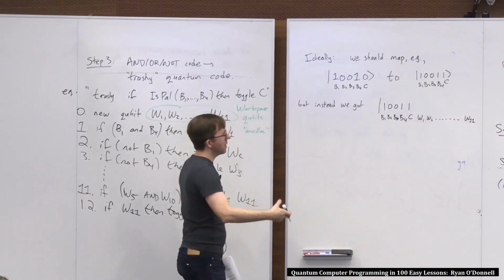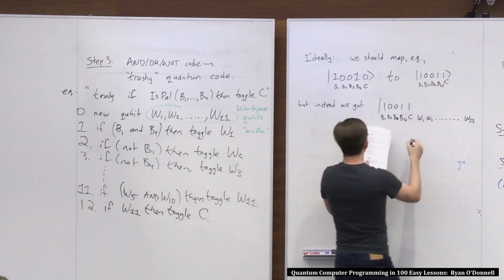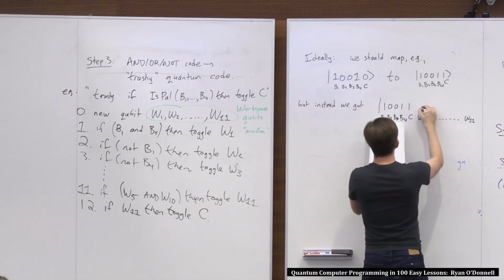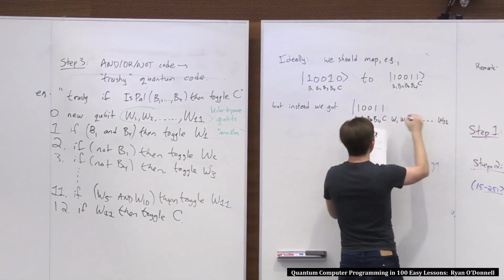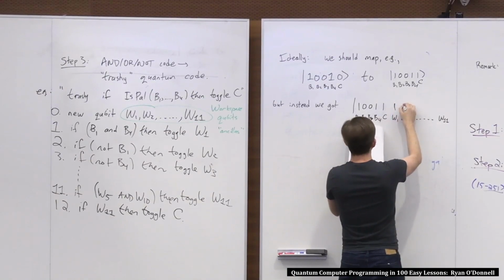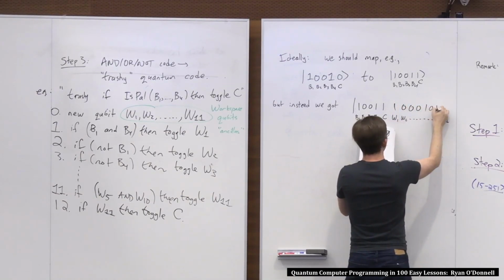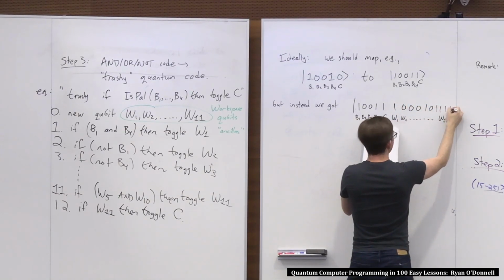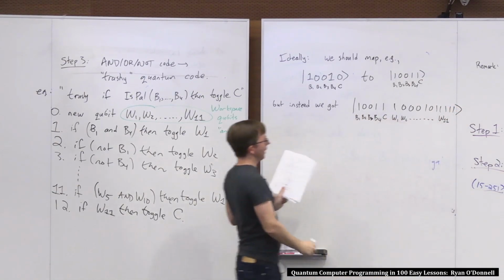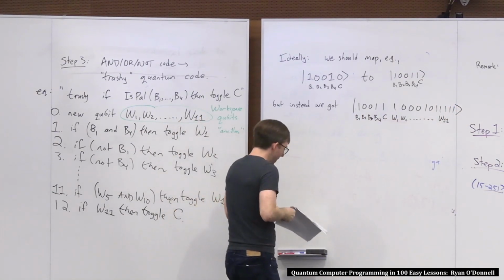I'll write all the B's, then C, then W1 through W11. And apparently, maybe I got this right or wrong. I probably got it wrong because I had "or" instead of "and" there, but something like this: 1, 0, 0, 0, 1, 0, 1, 1, 1, 1, 1. Maybe. Something like that.